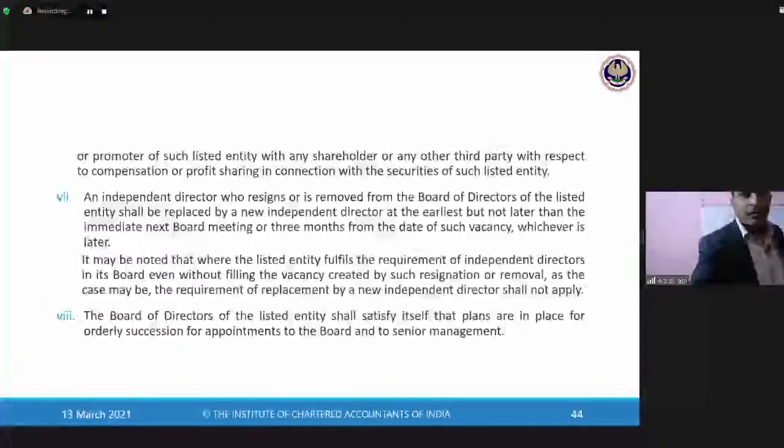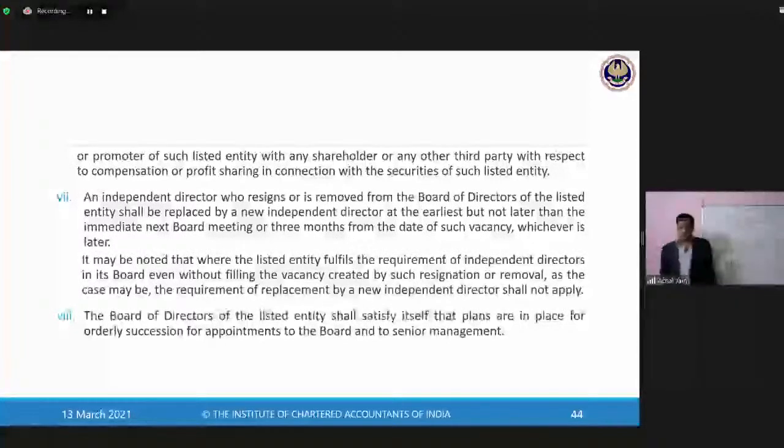On to the requirement, an independent director who resigns or who is removed from the board of directors shall be replaced by a new independent director at the earliest, but not later than the immediate next board meeting or 3 months from the date of such vacancy, whichever is later. Where the listed entity fulfills the requirement of independent directors in its board even without filling this vacancy created by resignation, the requirement of replacement of new independent director shall not apply.